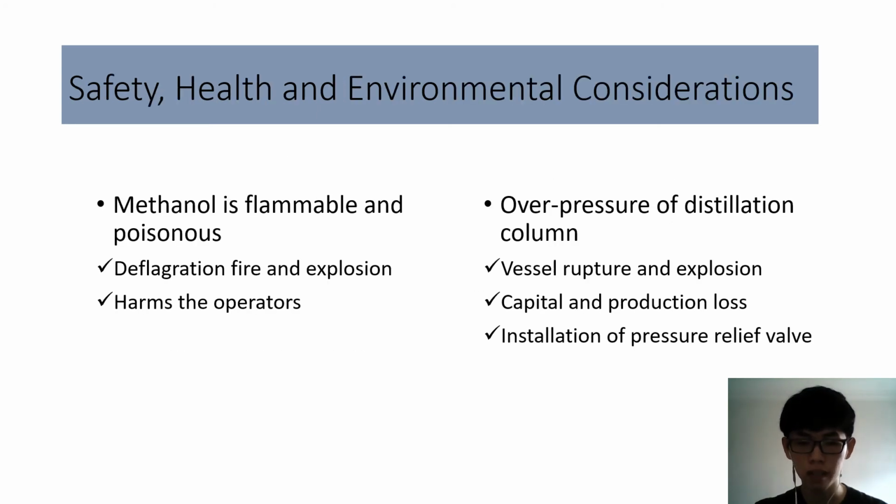From the safety aspect, methanol is flammable and poisonous. This may lead to a deflagration type of explosion and fire, thus harming the safety of operators. Other than that, overpressuring of the distillation column may lead to vessel rupture and explosion, leading to capital and production loss. To prevent this, safety relief devices such as safety relief valves are installed to reduce the pressure of the vessel.